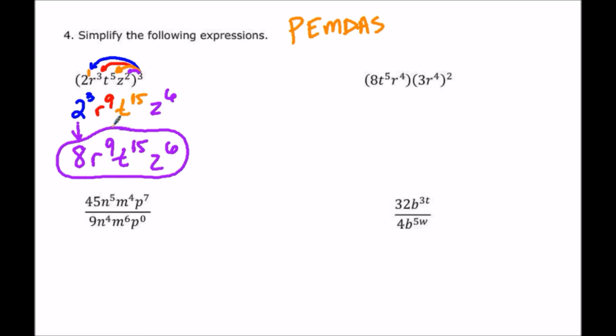Okay? Most common mistake is people will take this 3 and 2 times 2 and get 6. But you can't multiply an exponent times a coefficient. It doesn't make sense. Exponents only go with exponents. So don't make that mistake, all right? Okay. Moving along to the next problem.